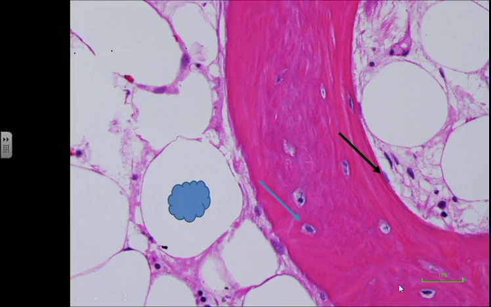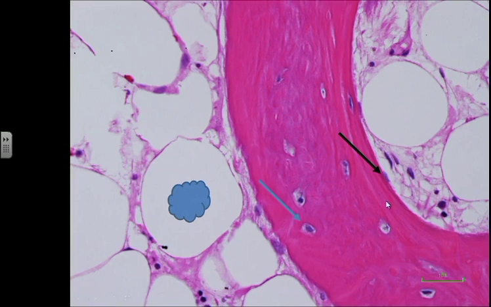So all the matrix is pink due to the collagen type 1 deposition. We still have cells inside the bone, and we can see one of them I highlighted with the blue arrow, and these are osteocytes, which we'll speak about in our next video, because now we're just focusing on the matrix of the bone.